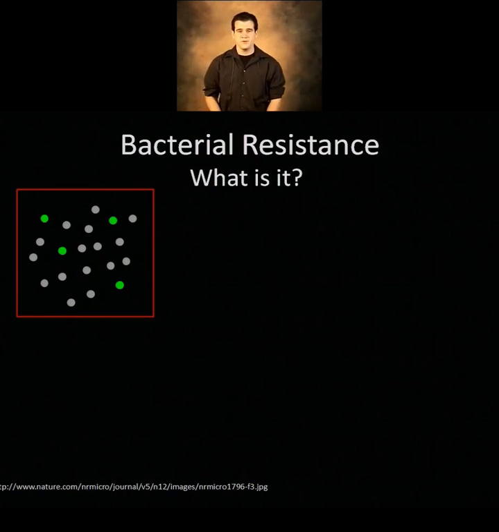In this population, the gray dots represent those bacteria which are not resistant to antibiotics. The green dots represent bacteria which are resistant to antibiotics. Now, how did this happen?